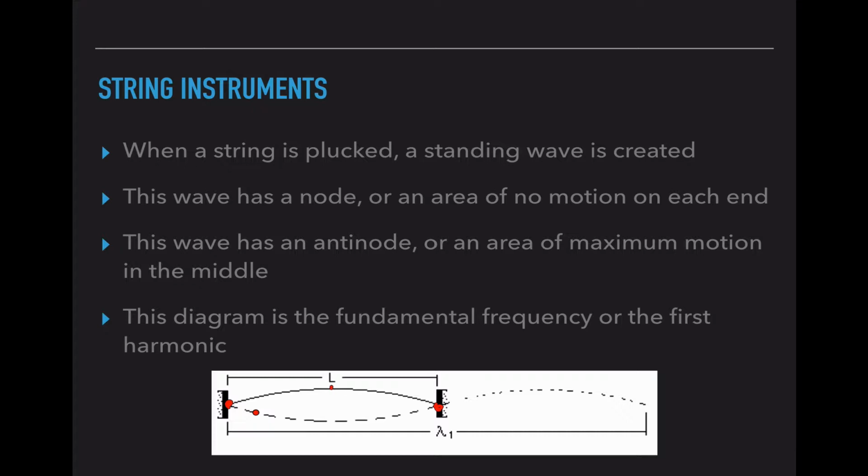This diagram shows the fundamental frequency or the first harmonic. So just like in the little video on the previous slide, the first harmonic has one crest in it. So this is what it would look like if the wave were allowed to continue. That's the first wavelength, but this is the length of the actual string involved in making that noise. So string instruments have nodes and antinodes, no motion and maximum motion, and this diagram is the first frequency, the fundamental frequency, or the first harmonic.